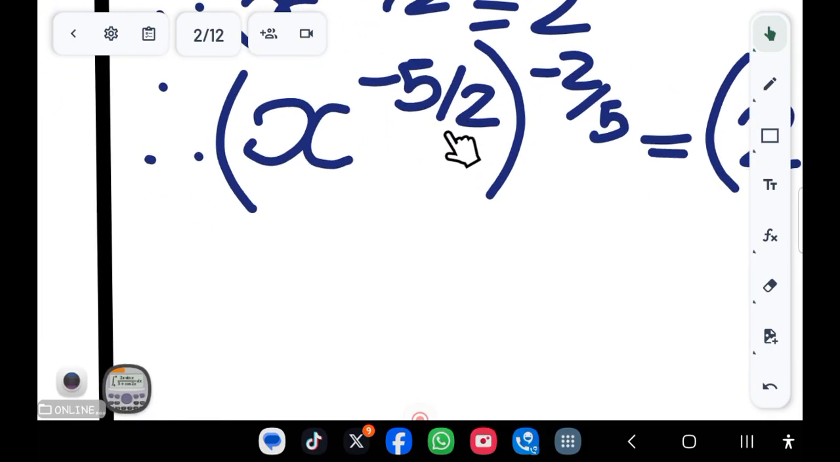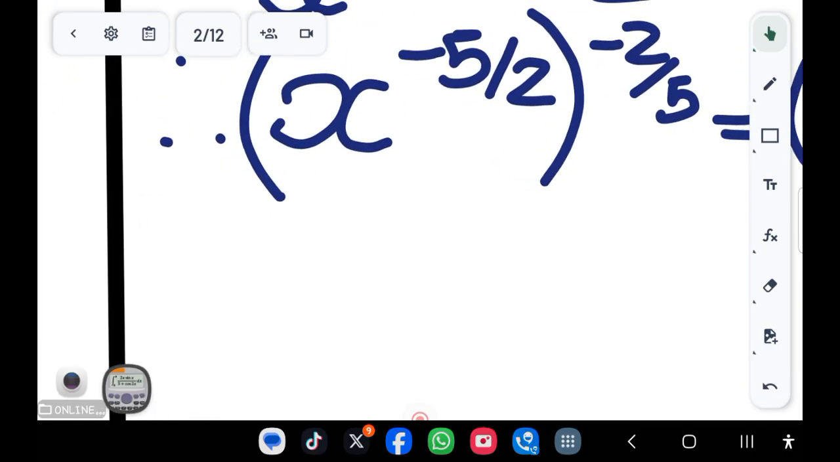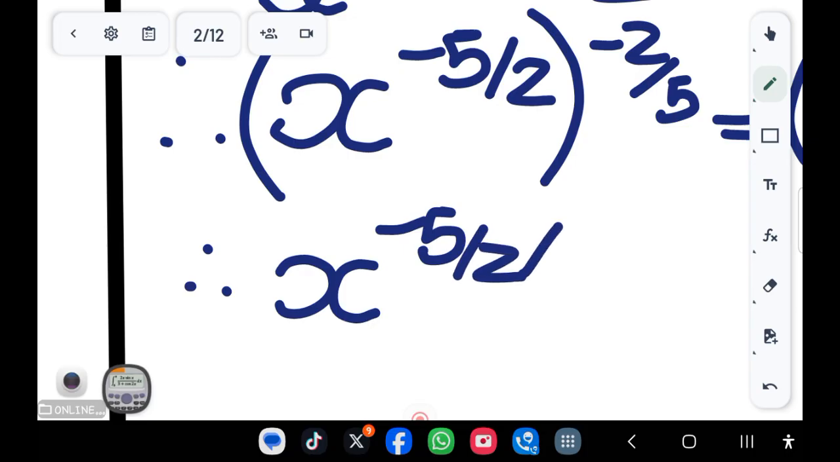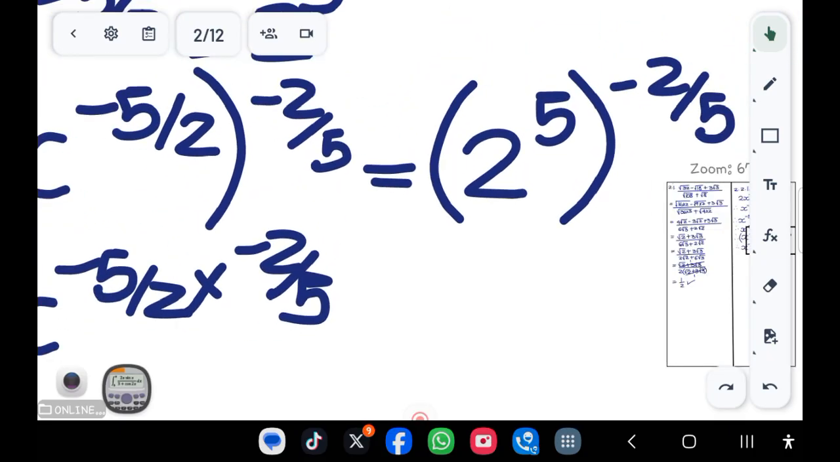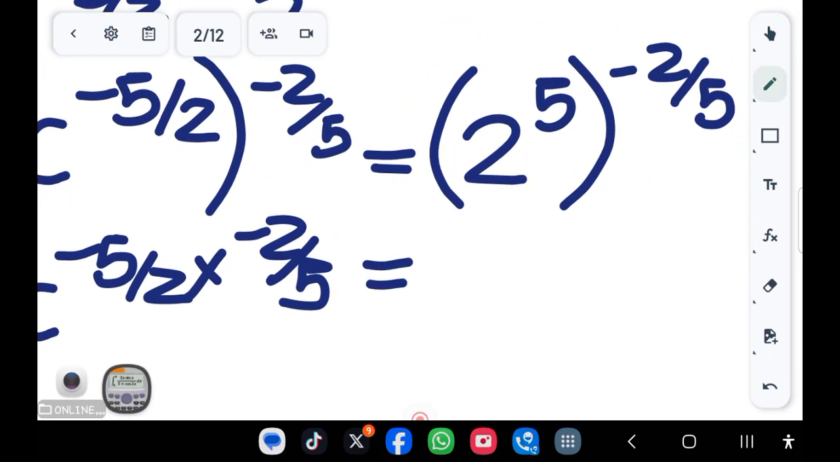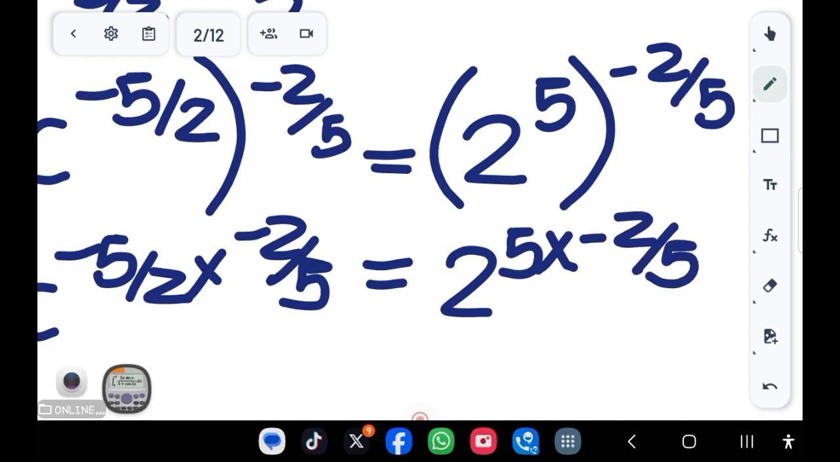Now, when you raise a power to another power, according to the laws of exponents, you multiply the exponents. Same thing over here on the right hand side. You also raise this one, that becomes 2 to the power of 5 times negative 2 over 5.